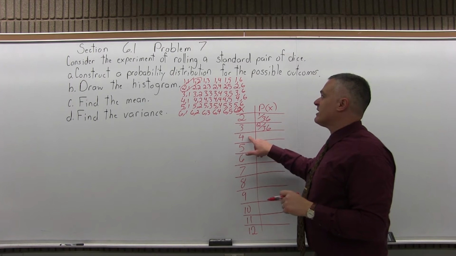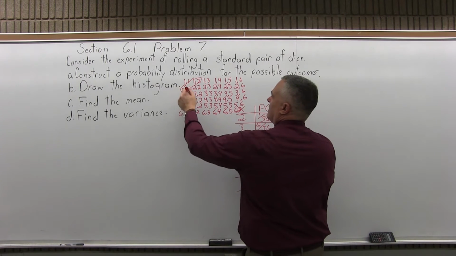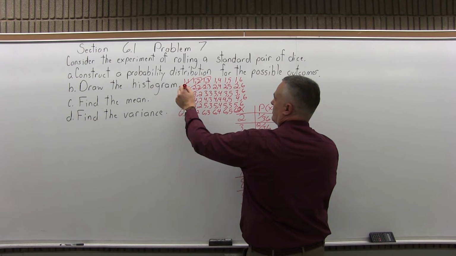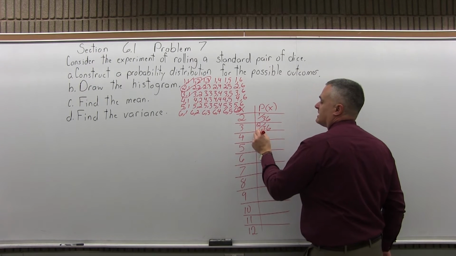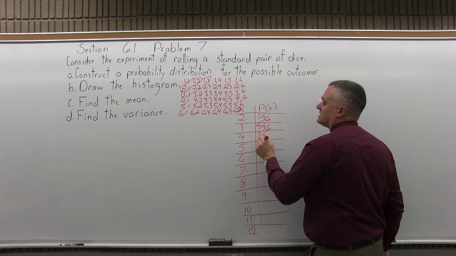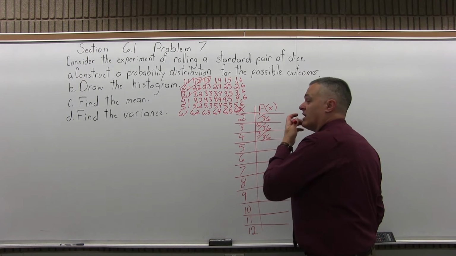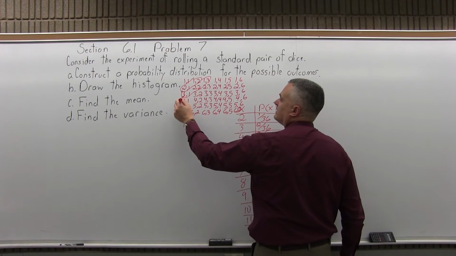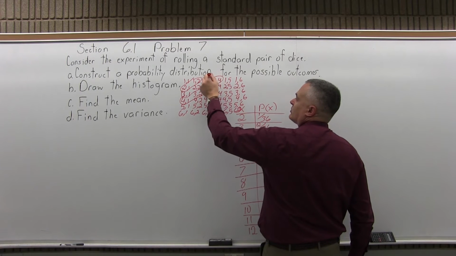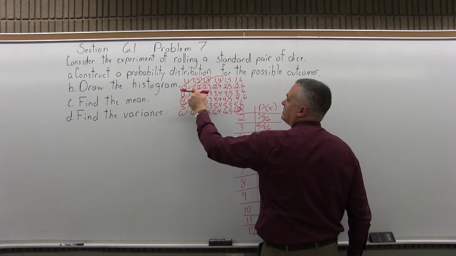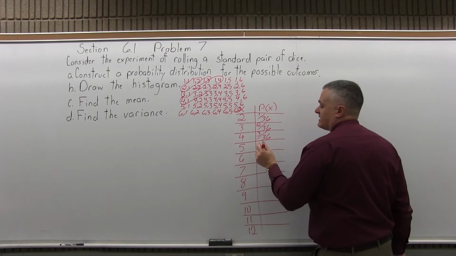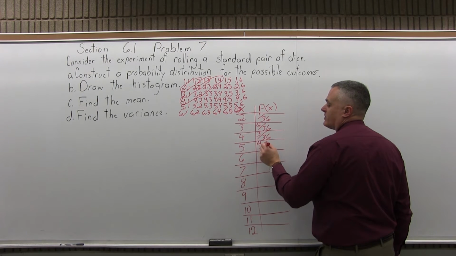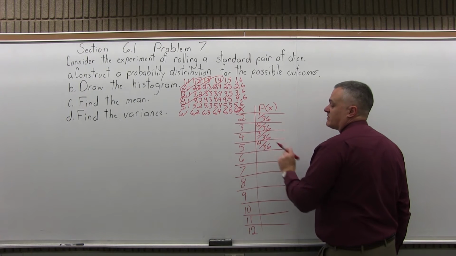How about the probability of getting a 4? Well, there are 3 rolls that give me a 4: 3, 1, 2, 2, and 1, 3. So 3 out of 36. For a 5, the totals go along these diagonals, there's 1, 2, 3, 4 different rolls that will give me a total of 5 on the dice. So 4 rolls out of 36 altogether gives me an answer of 5.